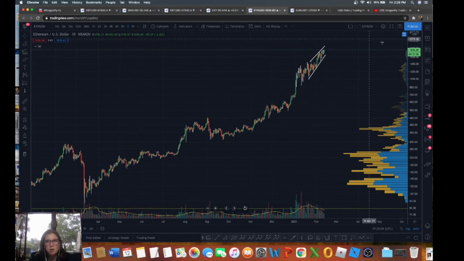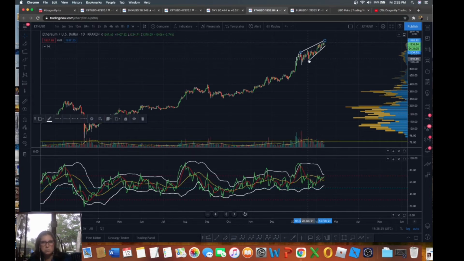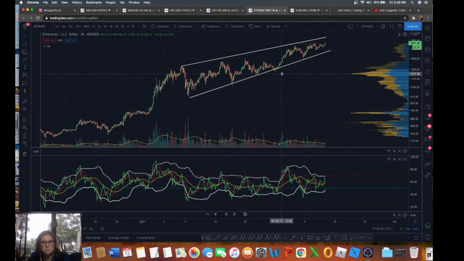And while we're up here on the daily, we'll take a look at the indicator, and we have the bearish divergence. And it's almost to the top of the band. So typical traders would want to call this a rising wedge. And rising wedges usually break to the downside. Let's go down to the 4-hour and take a look at this.